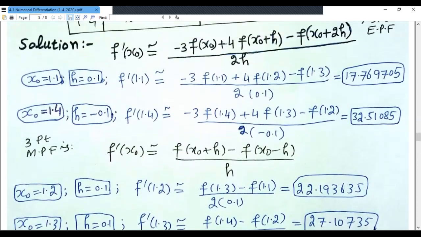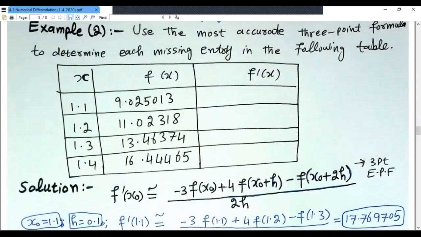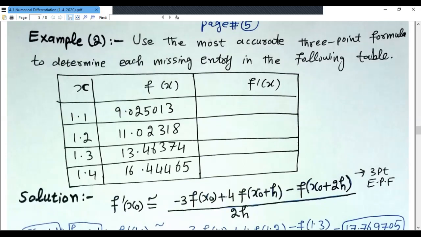So if the question is to use all the possible values of h, look, we can use the endpoint formula for all of these values 1.1, 1.2, 1.3, and 1.4. But the midpoint formula can be used only for the derivative of f at 1.2 and 1.3.